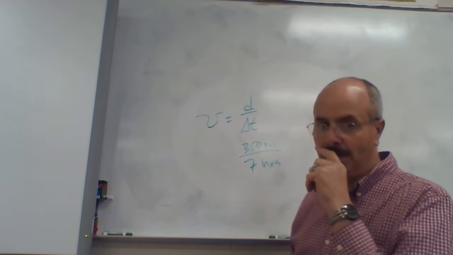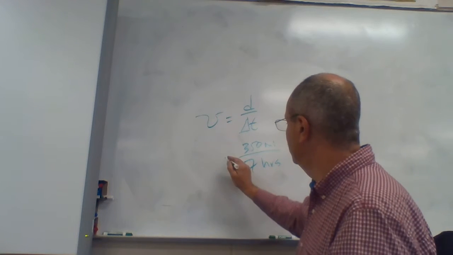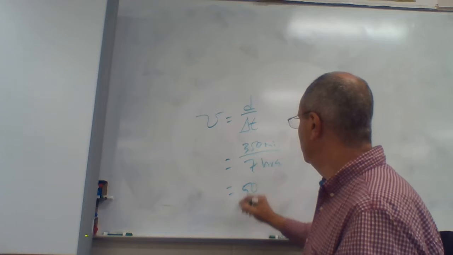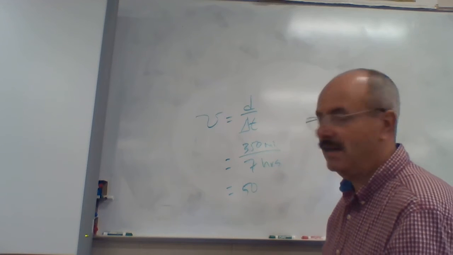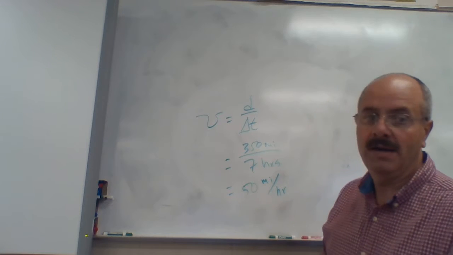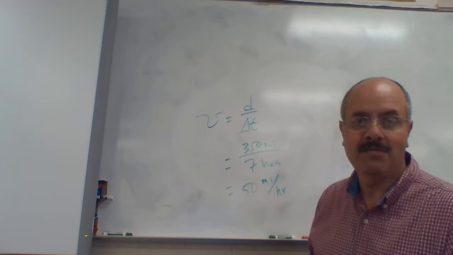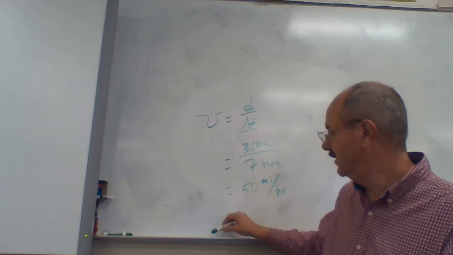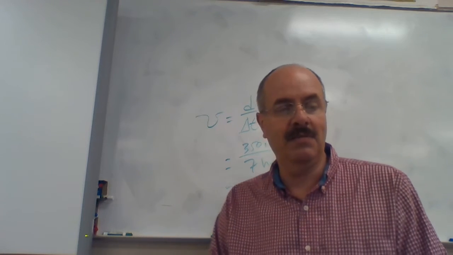So we're going to take 350 divided by 7. When you do that, you're going to get an answer of 50, and then neither one of those units cancel, so it's 50 miles per hour. All right. So that car is traveling an average of 50 miles an hour, being that he traveled 350 miles in 7 hours.